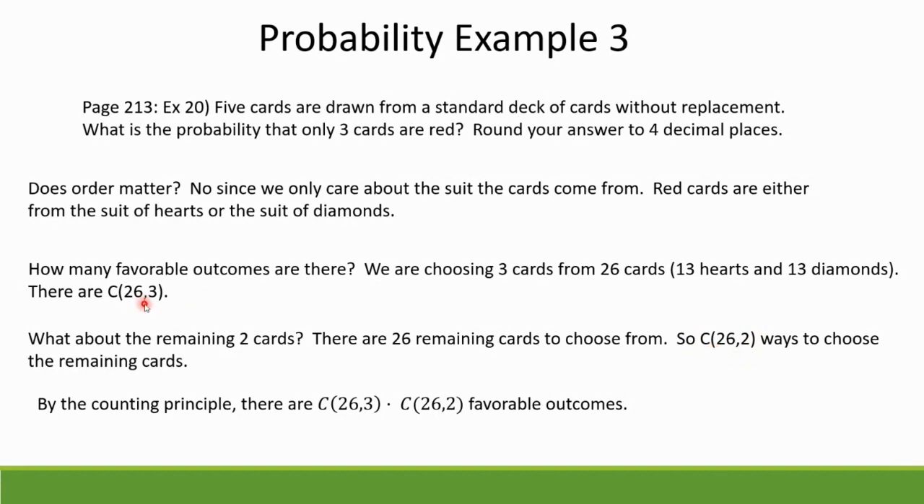So this is how many ways we can choose the first 3, and this is how many ways we can choose the last 2. So by the counting principle, this is how many ways we can choose all 5. Again, you just multiply. That's what the counting principle tells us.